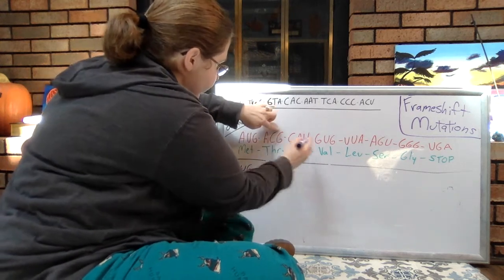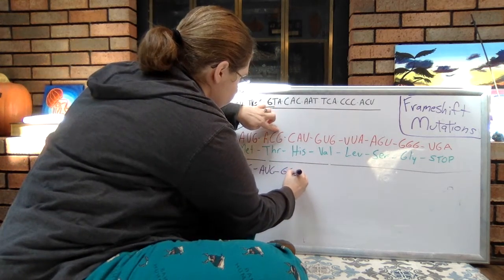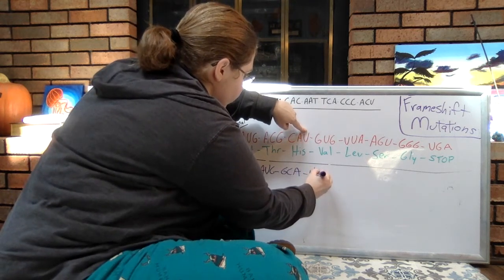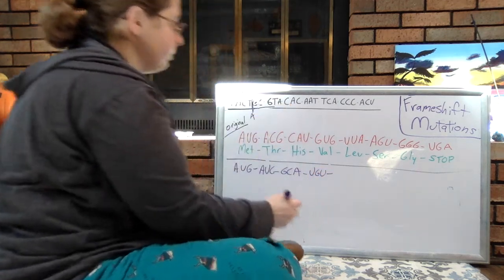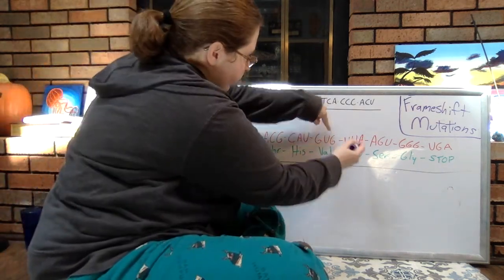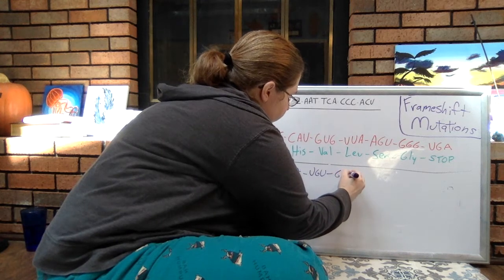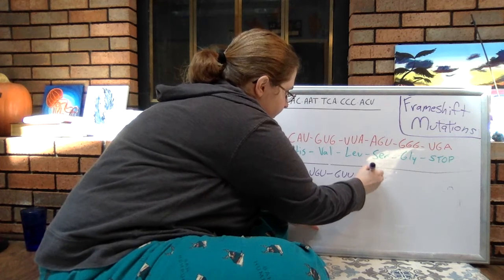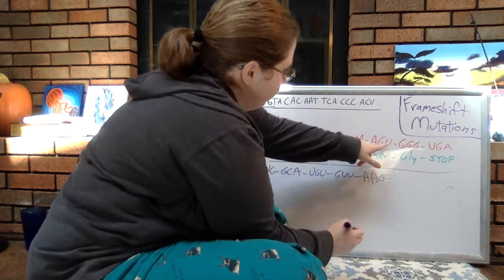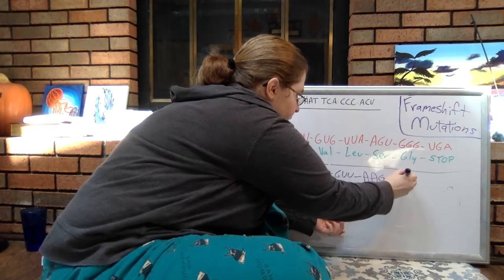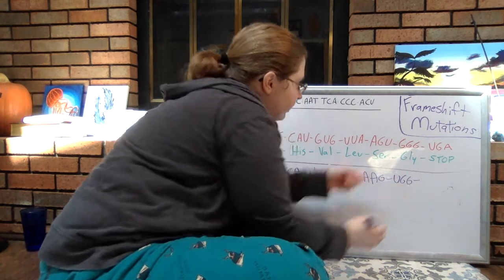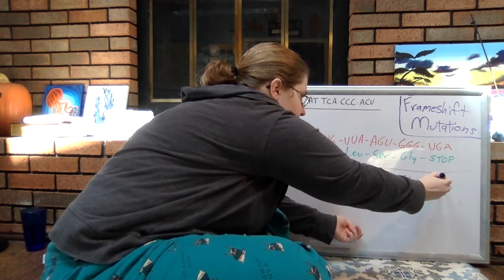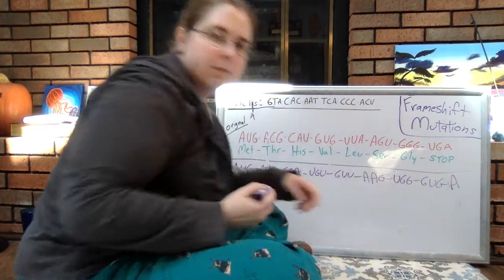We now have GCA, UGU, GUU, AAG, UGG, GUG, and then a lonely little A at the end.